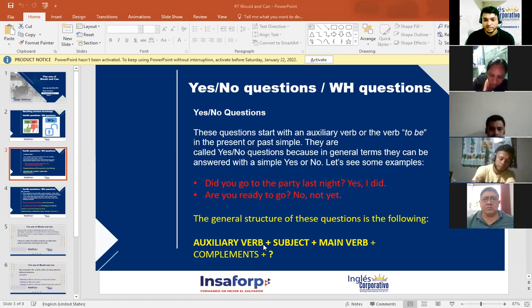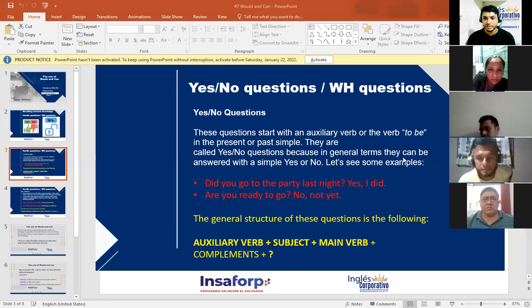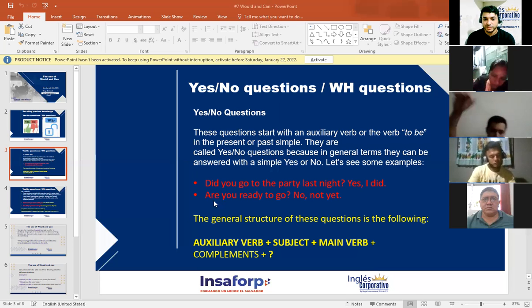And don't forget the question mark. That is very important to make questions. So we have two examples. The first one is, did you go to the party last night? And the answer is, yes, I did. Or you can say, no, I didn't, if the answer is negative. And with the second one, we use the verb to be. Are you ready to go? No, not yet. So that is very simple to make a yes, no question. Just remember to use the auxiliary, then the subject, the main verb, and the complement, plus the question mark. And that will be very easy for you.